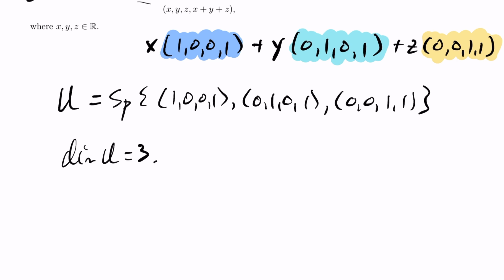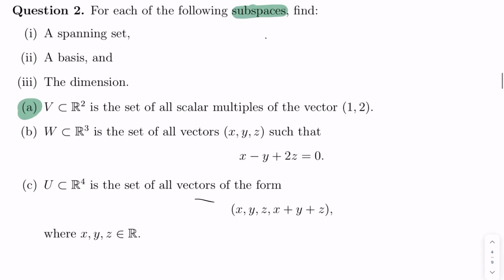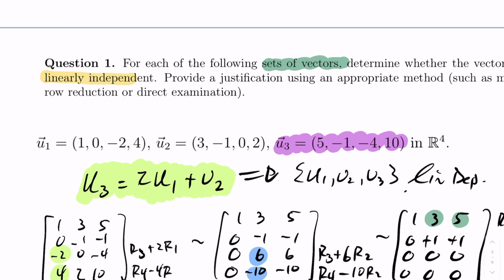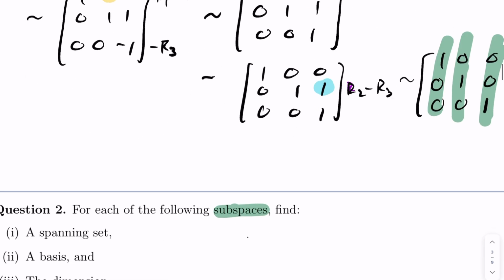All right, that concludes today's examples. Just going through some examples of linear independence and dependence, dimensions, and your spanning sets and basis.